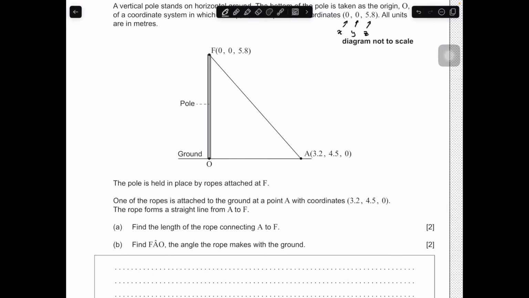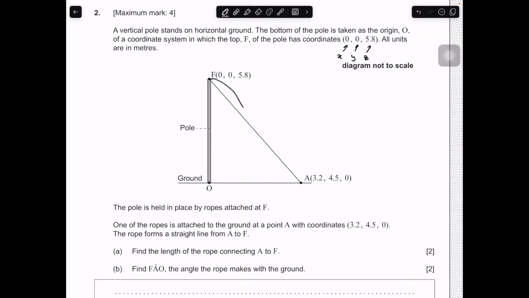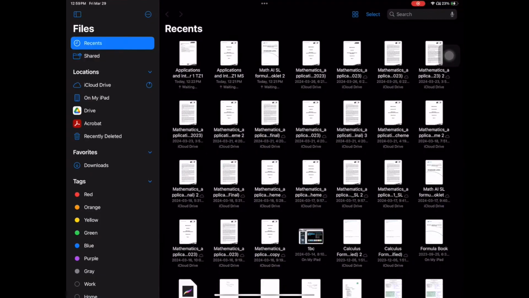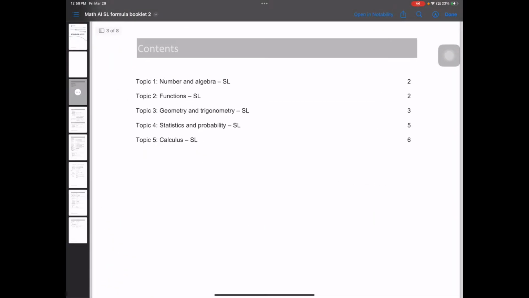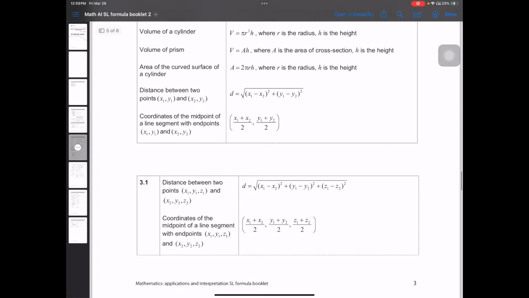Part A asks us to find the length of the rope connecting A to F. So we want to find this length right here from A to F. 2-mark question. This question actually isn't too bad. We're given 3 dimensions, which makes it a little more challenging, but if we look to the formula booklet, we actually do have a formula for this. So let's go ahead and look at the geometry section of the formula booklet. So here we are, geometry and trigonometry, and distance between 2 points.